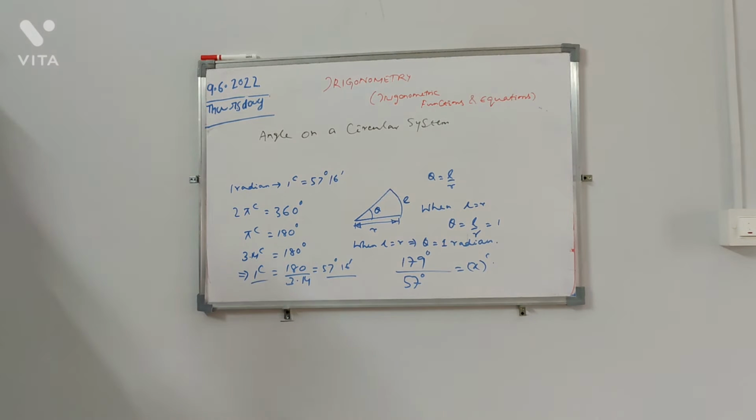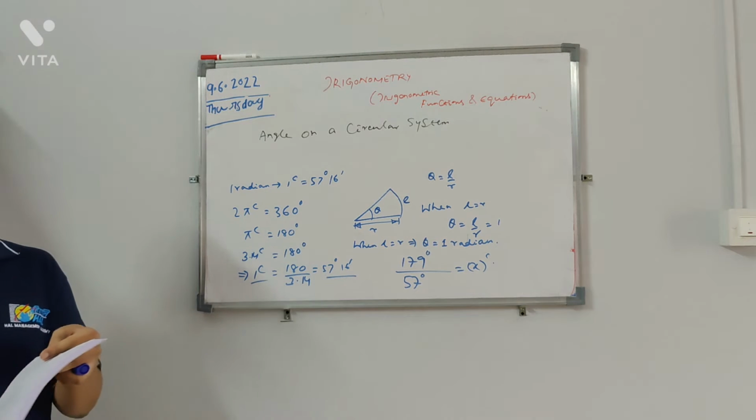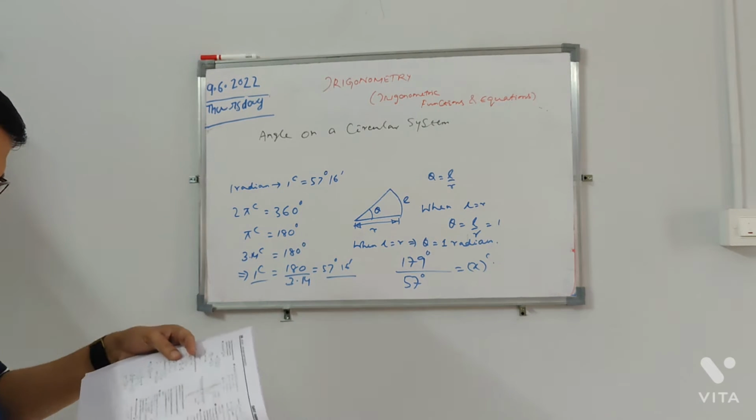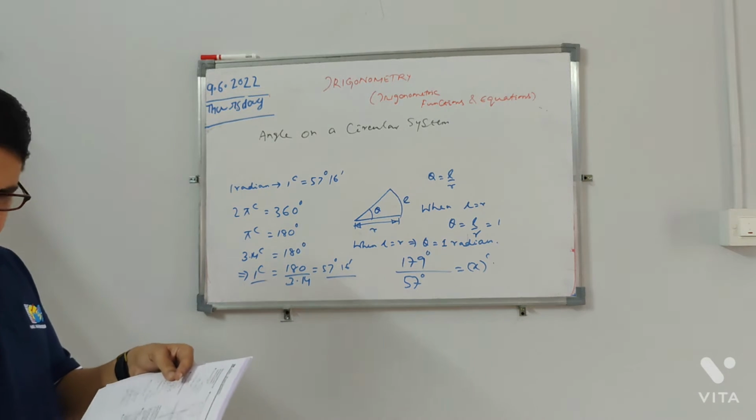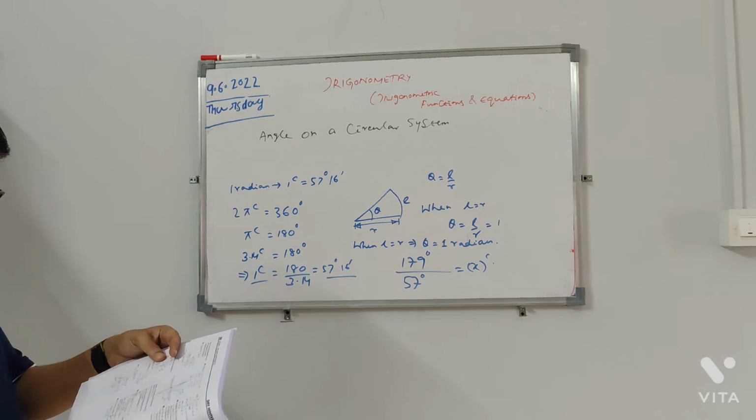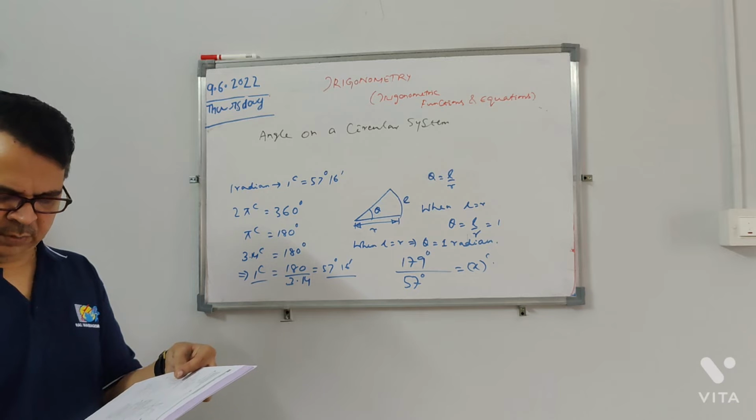So now you know the first thing, angle in circular system. It is clear now? Normally they say 2 pi radian is equal to 360, pi radian this, 1 radian is this. You can take a snapshot of this. Then we will start trigonometric functions. So we have angle in circular system, then trigonometric functions, and then trigonometric equations.